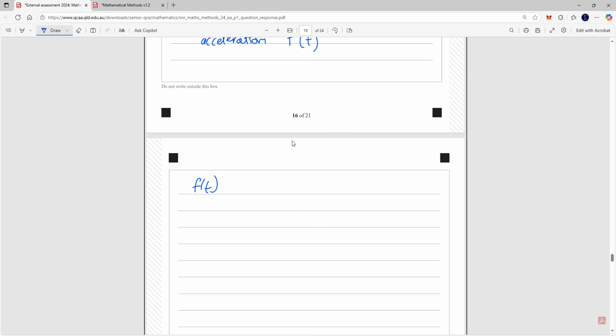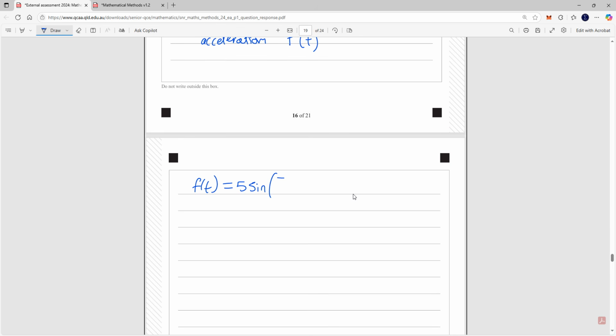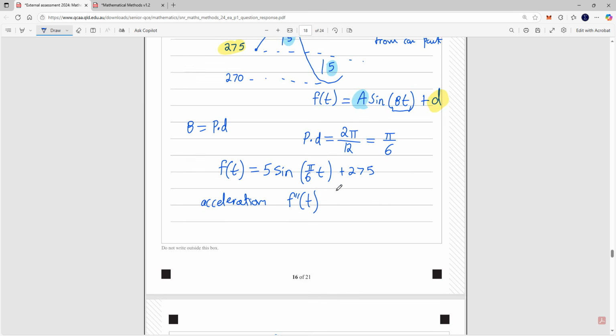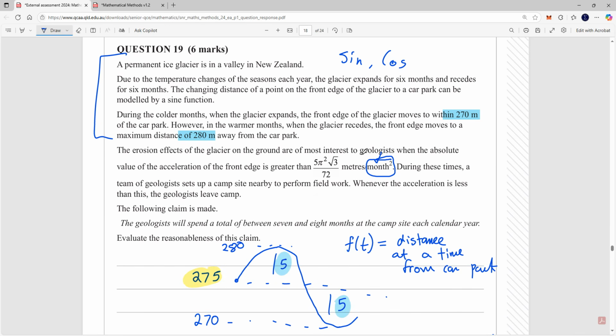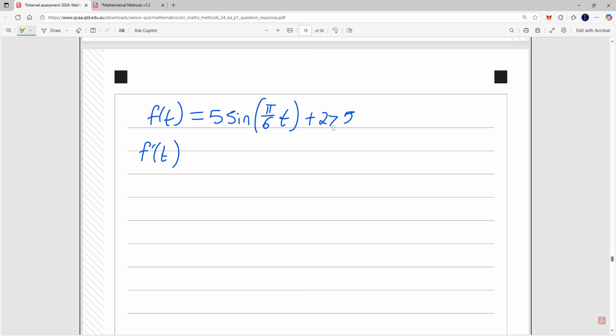So f of t equals, what was it? 5 sine pi over 6 t plus 275. Alrighty. Now, what have they said in the question now? So, we should probably differentiate it. Okay, so let's differentiate this. If we're differentiating this, you're going to be using chain rule. You're going to use chain rule on this guy here.